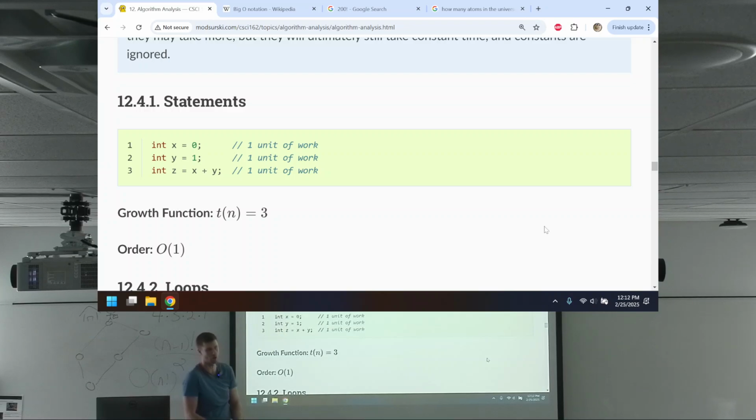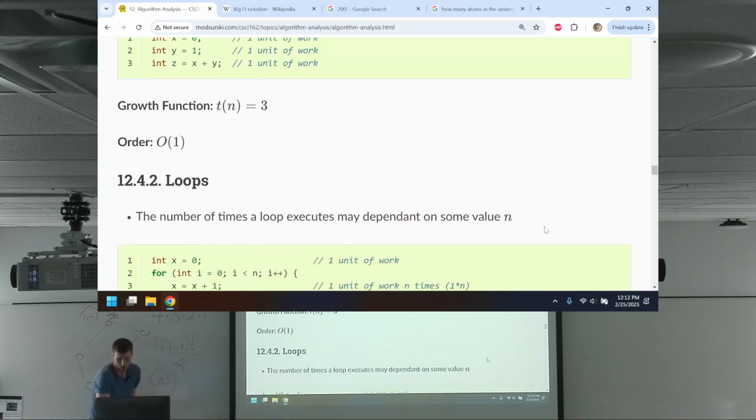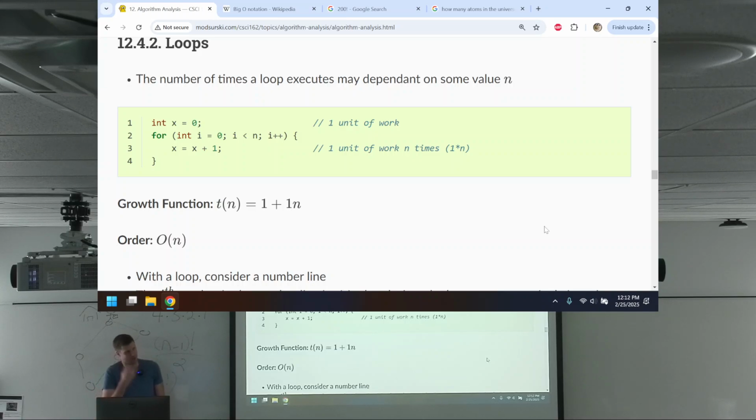If this was your algorithm, I would say the growth function for the entirety of this code is T of n is 3. Which of course is just constant time, big O of 1. Okay?